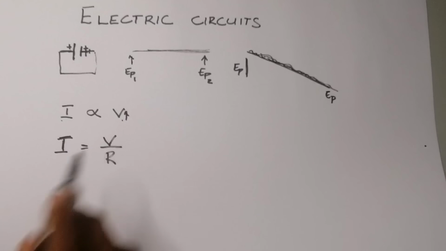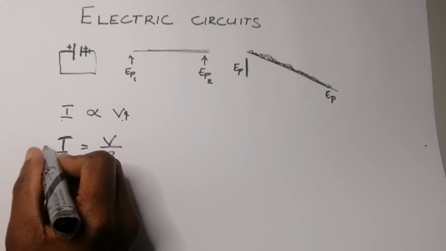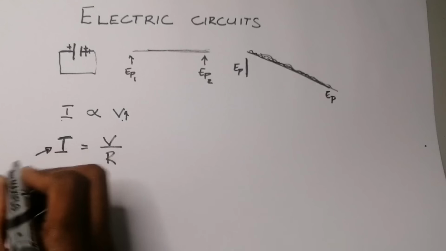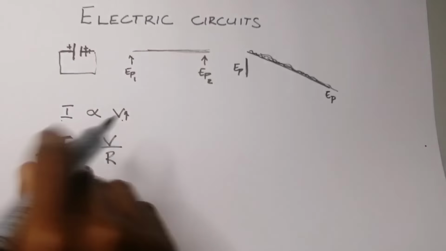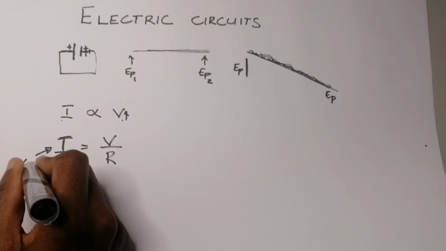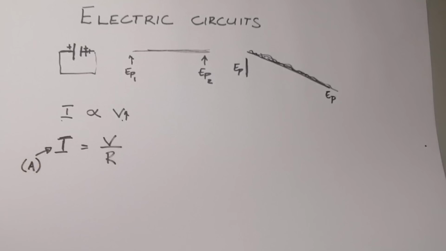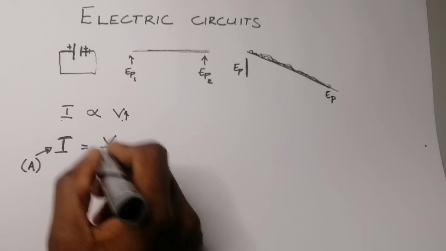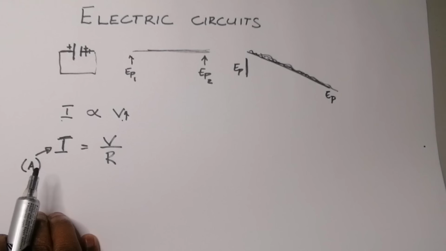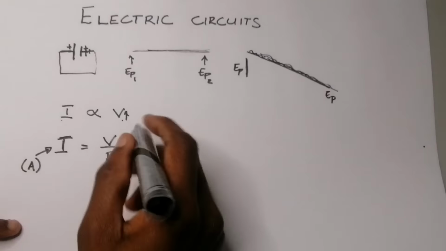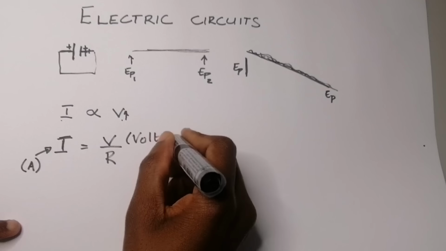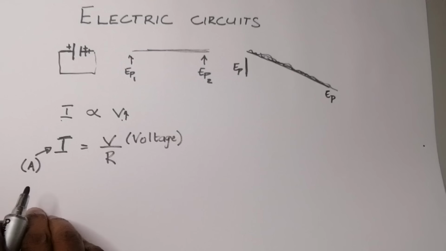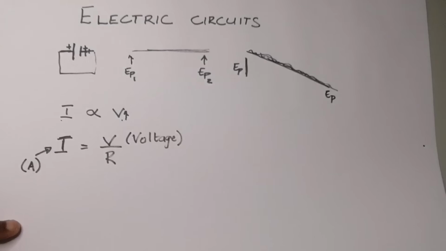I equals V over R. And please remember, I is current. And what is current? Current is the rate of flow, the flow of electrons, electrons that are moving, or charge that is moving. We measure that in amperes. And then voltage, what is that? That's electrical potential, the energy difference between two points. That electrical energy difference we call voltage, and that's why at times they'll tell you about potential difference. Voltage is measured in volts.